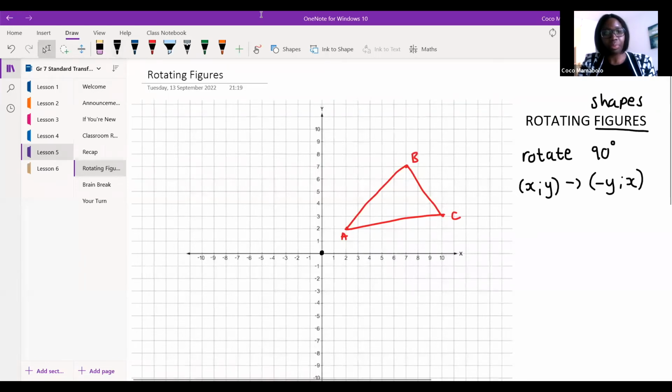Now, I want you guys to try this as an example. Can you give me in the chat the coordinates for A? Give me the coordinates for A, guys, in the chat. Let me know.